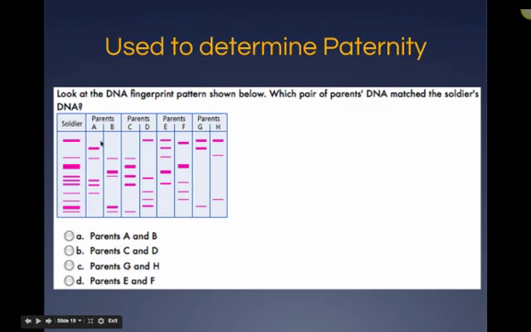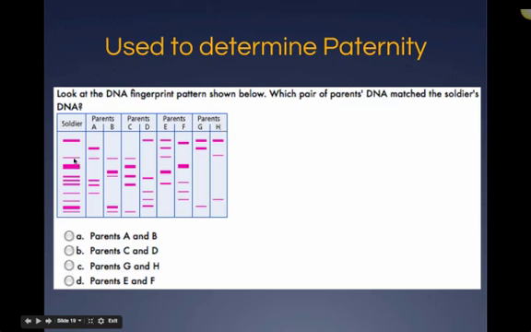So if we look across, we know that a person like this soldier is going to get a band either from its mother or from its father. So here, the soldier has a band that is not found in either of the parents A and B. So that tells me right off the bat, parents A and B, probably not the parents of the soldier. Let's look at that first band, go over to C and D. Well, here, parent D does have that band, so it might be C and D. Let's go over one more. Here, that band is still found in parent E, and it's actually found in G and H. So right now, I think that it's down to these 3.